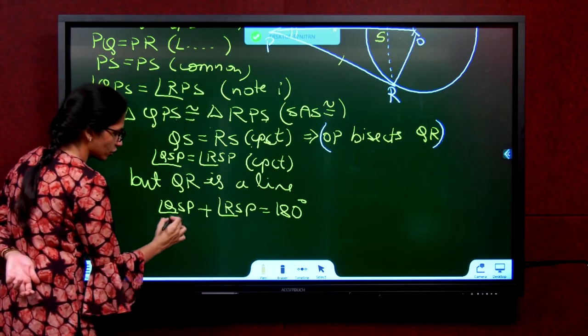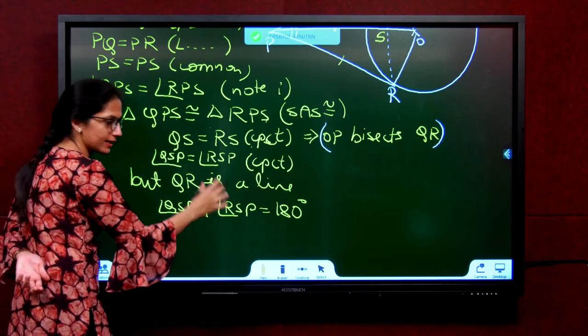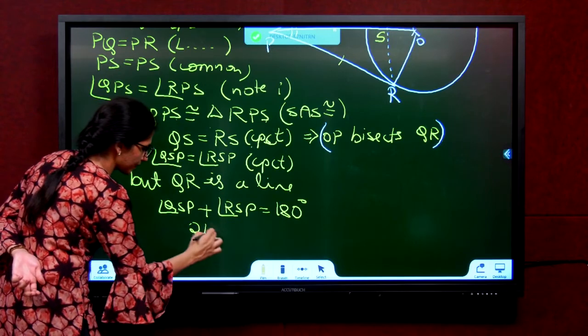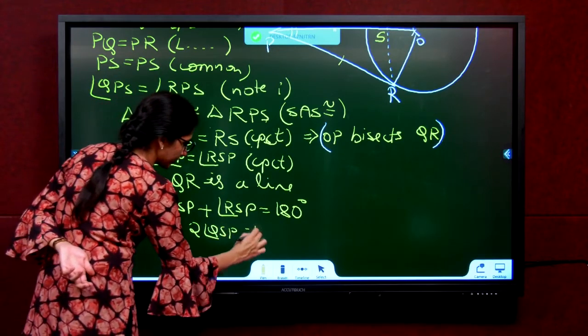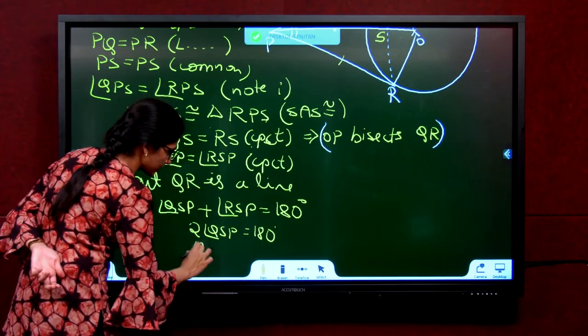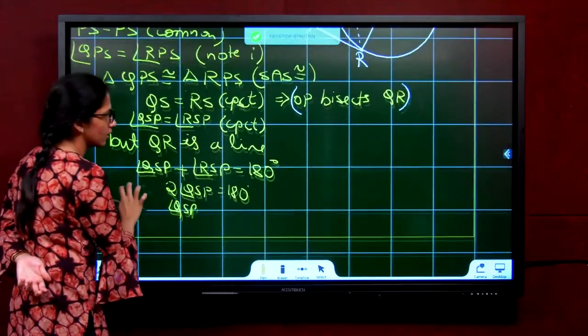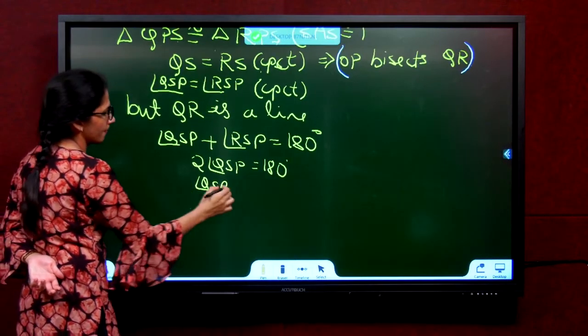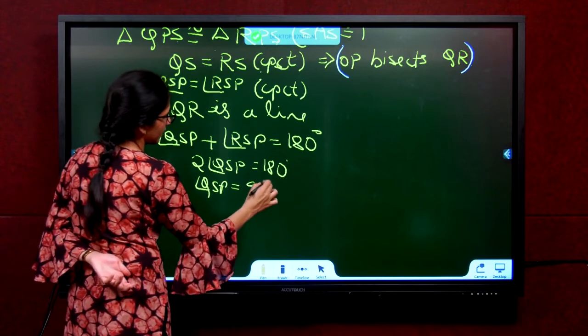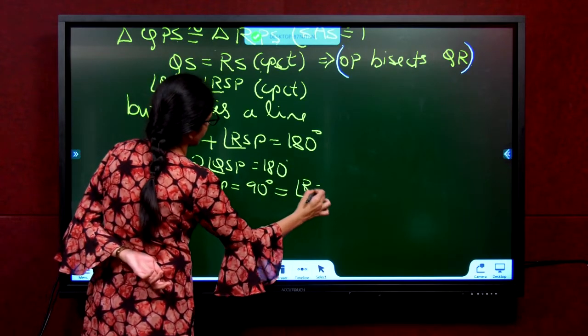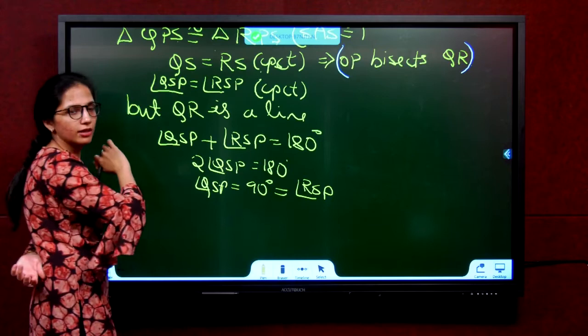They are equal. So QSP instead of RSP, can I write QSP again? Yes. So 2 QSP is 180. What is QSP? 90. That is also equal to RSP, because we know QSP is equal to RSP.